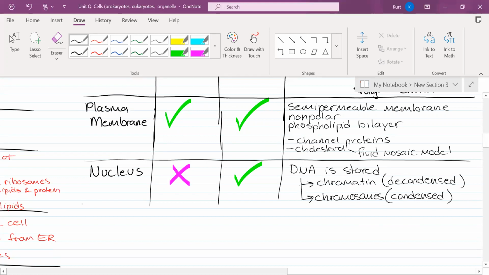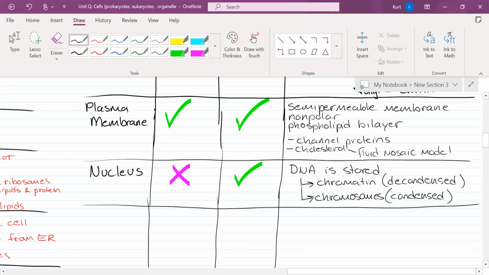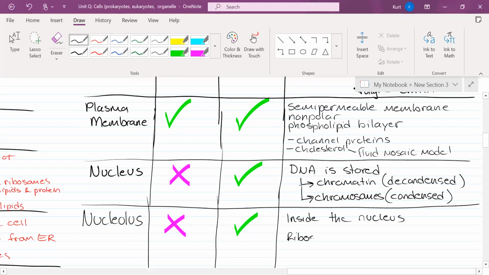Do either of you know what that little structure inside of a nucleus is called? The what? That's not the whole name. The nucleolus. Now think about this. This nucleolus is found inside the nucleus. So do prokaryotes have one? No. Do eukaryotes have one? Yes. The nucleolus is inside the nucleus. This is where ribosomes are assembled. It's basically where ribosomes are made.